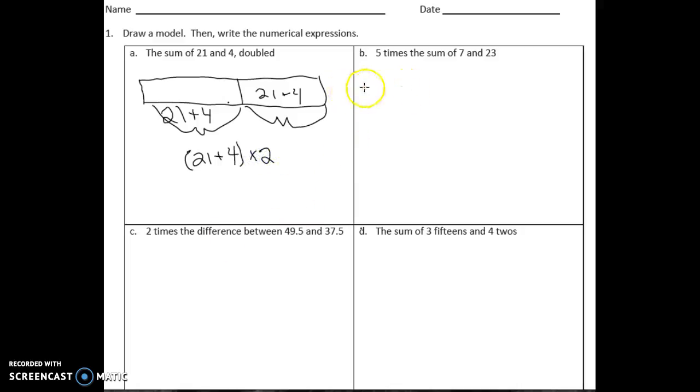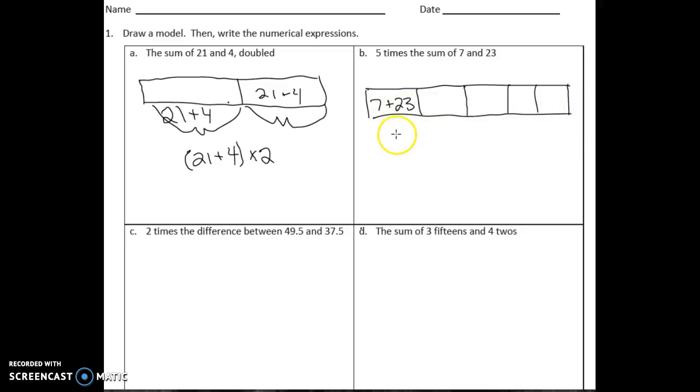This one right here, we've got 5 times the sum of 7 and 23. So we know it's going to be 5 times something, so we're going to need 5 of these to start with. So I'm going to go ahead and just make nice long straight lines right here. And then I know that if I want 5 spaces, I'm going to make 4 lines. 1, 2, 3, 4. There's 5 spaces in here, and each one of these is going to be worth 7 plus 23.